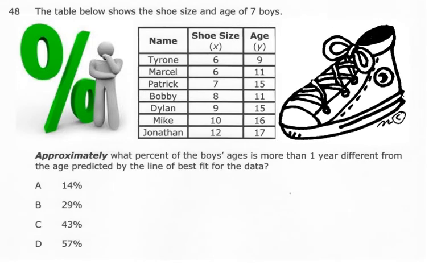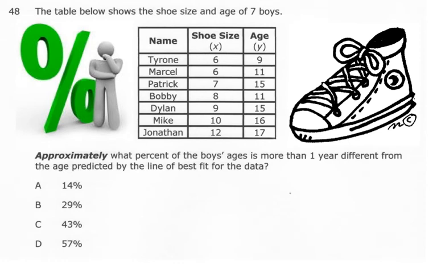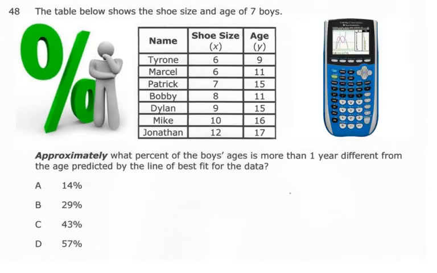We've got to try this problem using our calculator. So we're going to find the line of best fit. Do you remember how to do that? Well, we have an X and a Y. They already gave us the shoe size as the X, the age is the Y. So we go to Stat, Enter.